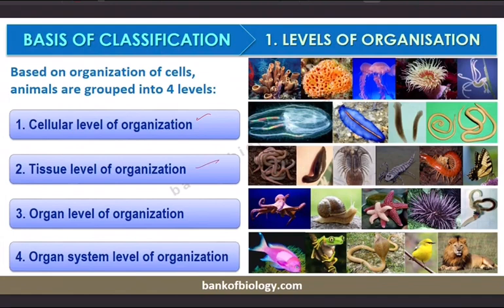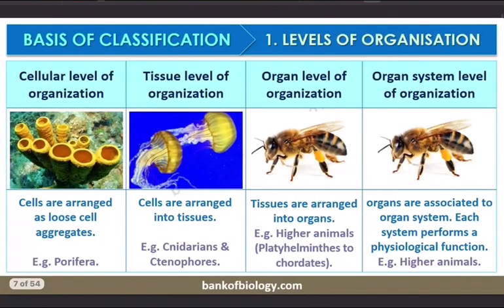As we said, based on organization of cells, animals are grouped into four levels. One, cellular level of organization, animals that have only cells. Then tissue level organization, animals that have tissues, which means there is an evolutionary tendency. And third, organ level organization, so here from tissues organs are formed. And finally, organ system level of organization.